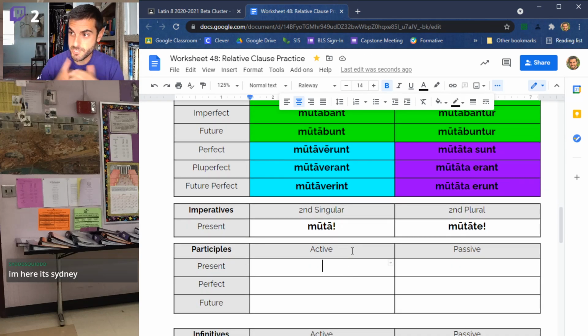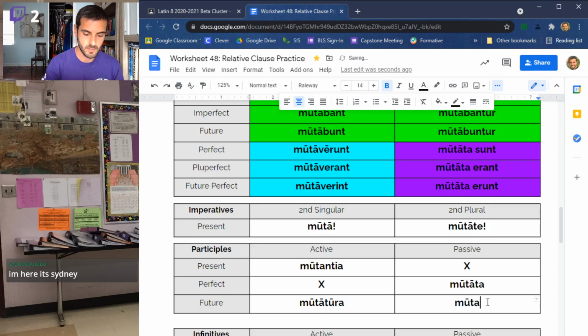Participles should be fresh in our brains. These should be burned in there. So we're doing neuter and plural. So we're going to have mutantia, right? Because it would be mutans, mutantis. So the plural would be mutantia. Nobody there, nobody there. Mutata for perfect passive, having been changed. Mutatura, about to change. And mutanda, must be changed.